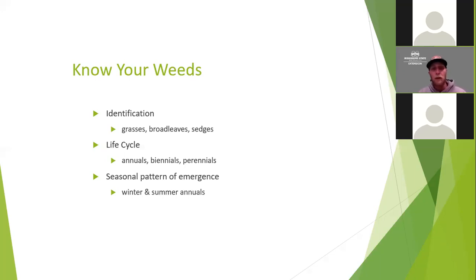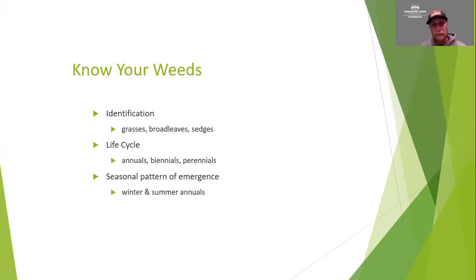We can also break them down into their seasonal pattern of emergence, winter and summer annuals. The winter annuals are going to germinate in the fall, grow throughout the winter, set seed in the spring, and then die. Summer annuals are going to germinate in the spring, grow throughout the summer, and then in the fall they're typically going to flower, set seed, and then die themselves. So an annual, again, only lives one season or 1 year.